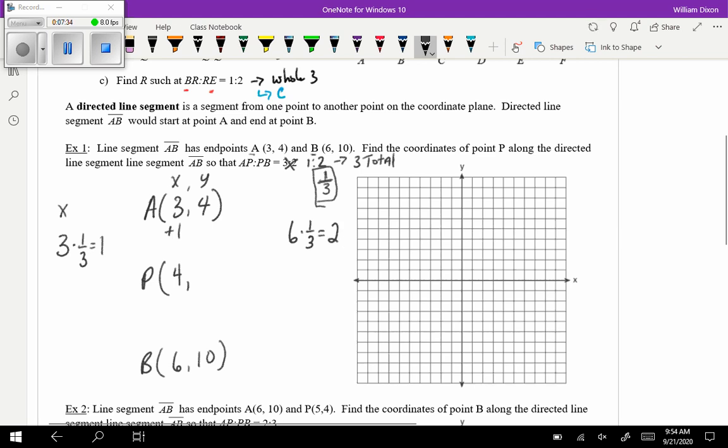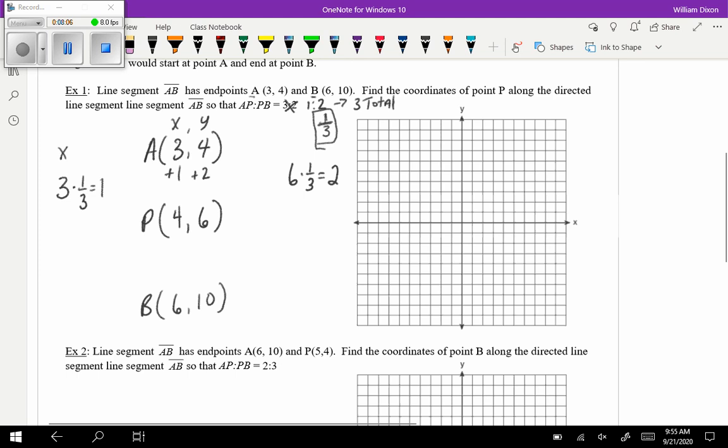So what I'm going to do from my starting point is add 2 to my Y value. That's going to be 6. So my point P is 4, 6. That's my answer. And then that's it. So you're going to find the total change, multiply by the fraction of the ratio, and then add it to the starting point. Those are the 3 things you're going to do. So I'm going to write that here.